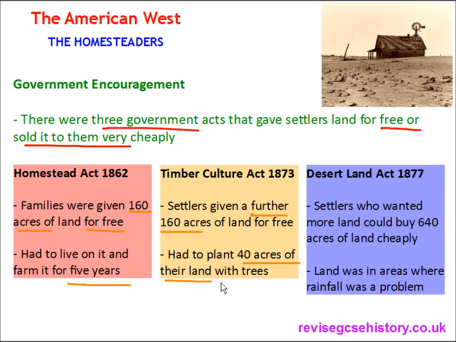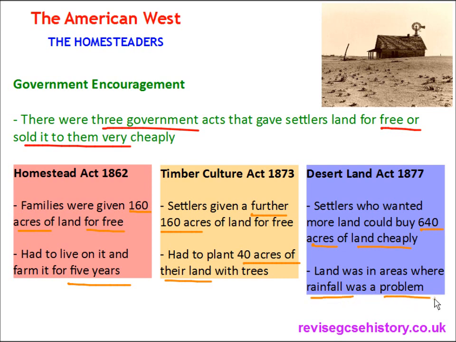Finally, the third act was the Desert Land Act of 1877, and settlers who wanted more land could buy this land cheaply. They could buy 640 acres of additional land cheaply if they wanted to. So for this one, the land wasn't free, but it was still cheap to buy. And this land with the Desert Land Act was sold in areas where lack of rainfall was a problem.